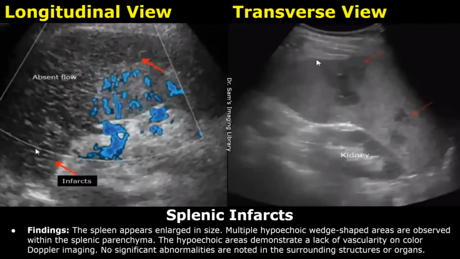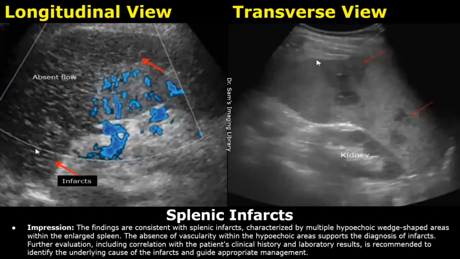Here is a case of splenic infarcts. In the findings, multiple hypoechoic wedge-shaped areas are seen. The hypoechoic areas demonstrate a lack of vascularity on color Doppler imaging. In the impression, you can mention the multiple hypoechoic wedge-shaped areas as well as absence of vascularity within the hypoechoic areas, which support the diagnosis of infarcts. And then you can write about clinical correlation.